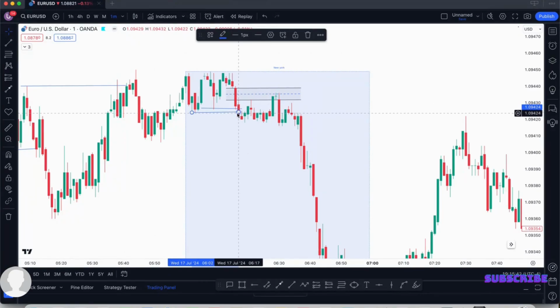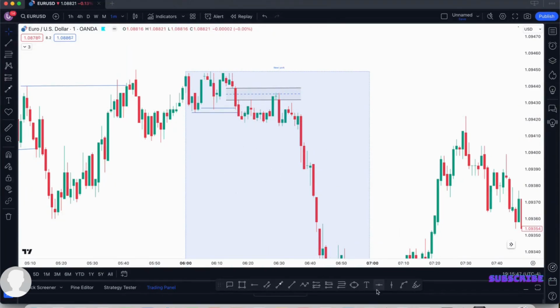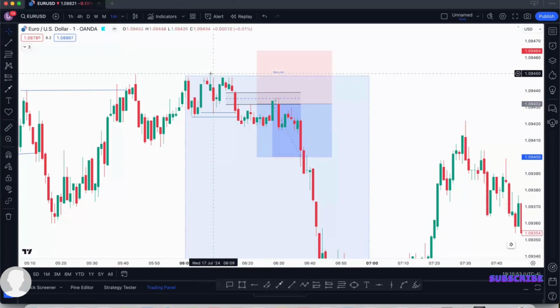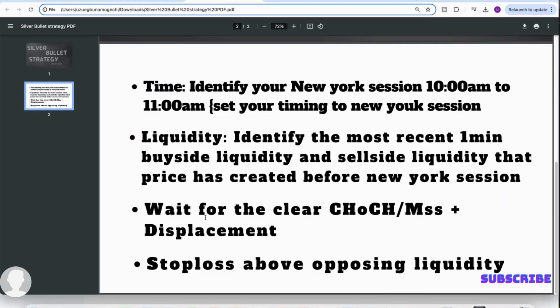So sorry, my lines are not straight. You can do this one, or you can use this inner one here. And what happened? You can put your entry here and put your stop loss above. Those are the rules. Can you see it? Wait for a change of character or MSS, that's a shift in market structure or displacement. Stop loss above the opposing liquidity.